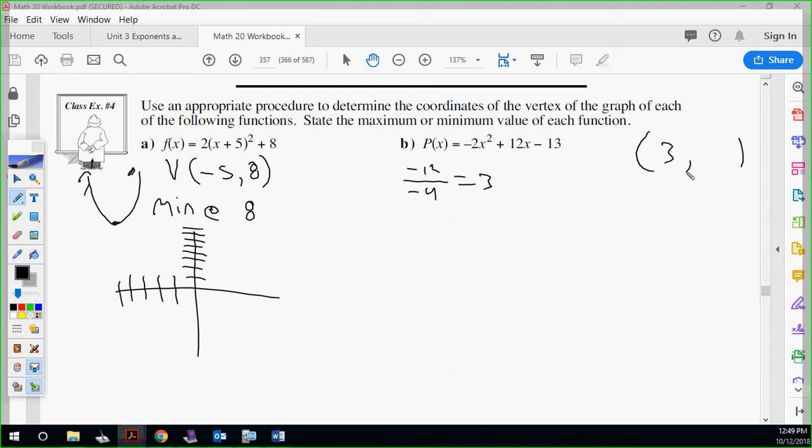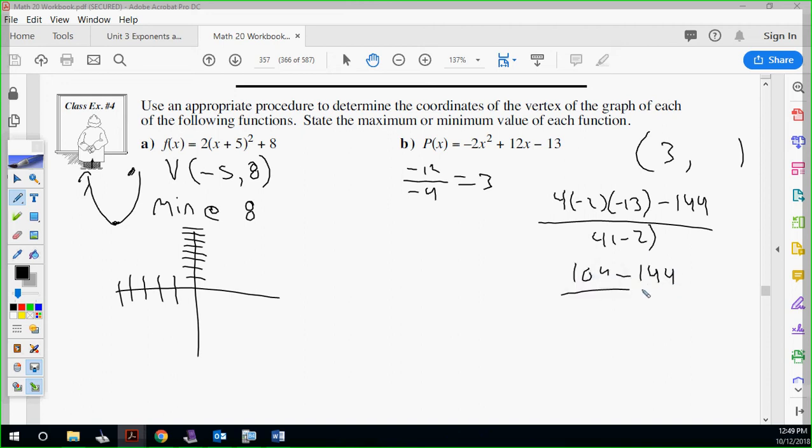Okay, next piece was 4ac minus b squared. 4ac, so 4, negative 2, negative 13, minus b squared, so that's 144, all over the 4a of negative 2. Just got to simplify that. So we got negative 8 times negative 13, so that's a positive. What's that, 104? Okay, so 104 minus 144 over negative 8. So we have negative 40 over negative 8. So we got 5. So your vertex is 3, 5.